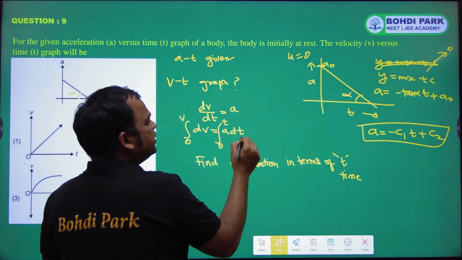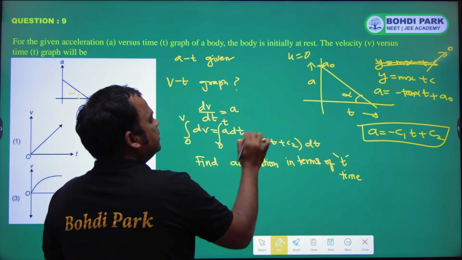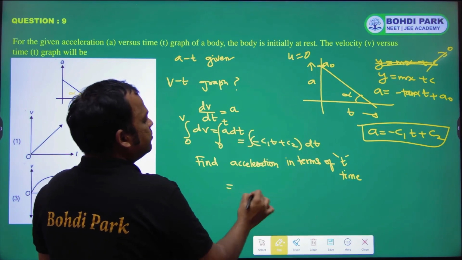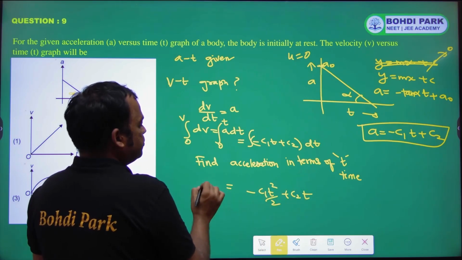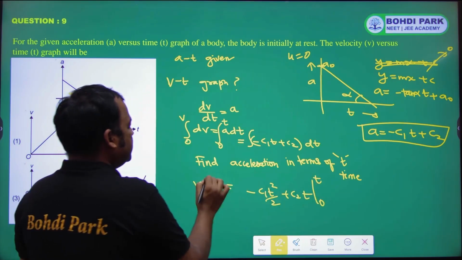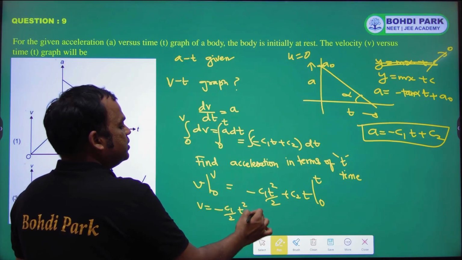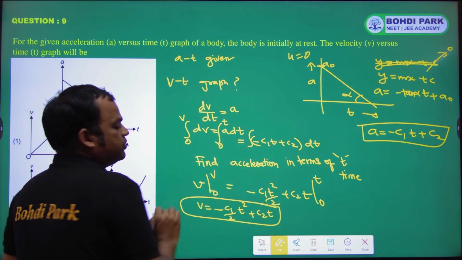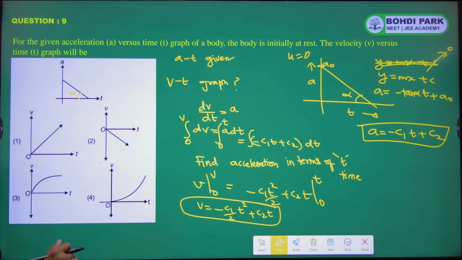Now this a you put here, so you will get minus c1 t plus c2 into dt. Now integrate this, so we will get minus c1 into t square by 2 plus c2 into t, and on the left side we will get v. After substituting the limits 0 to t and 0 to v, we get v is equal to minus c1 by 2 t square plus c2 into t. So this is the equation. Now at t equal to 0, velocity is 0. That is correct. So it is a parabola.